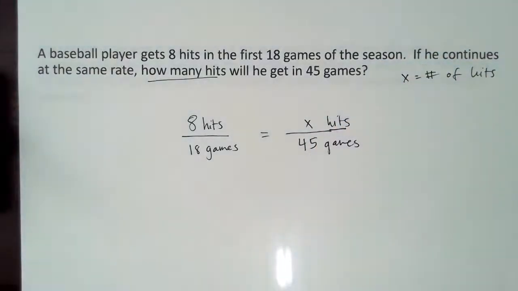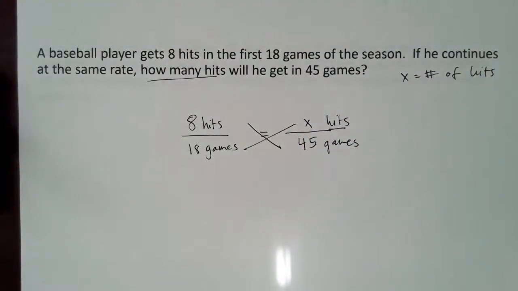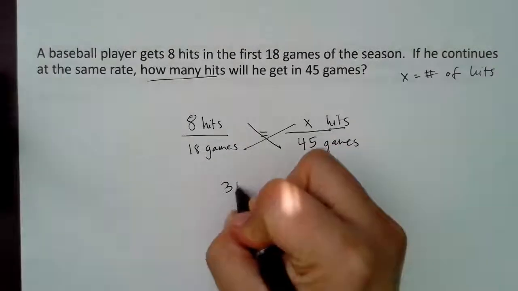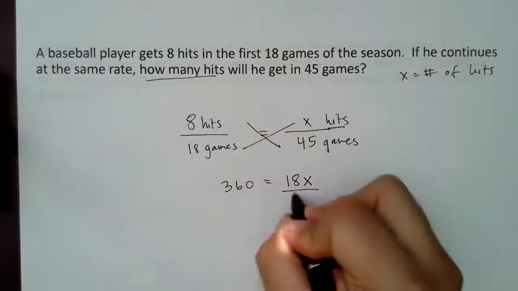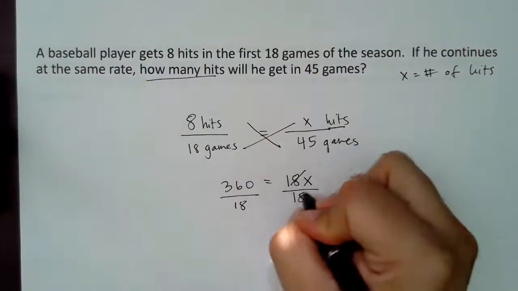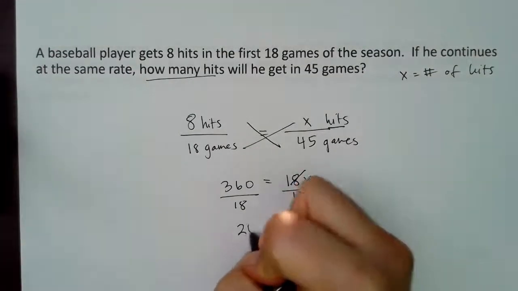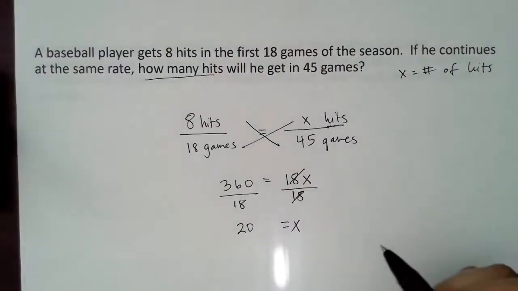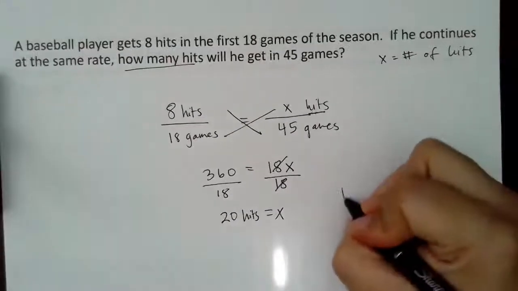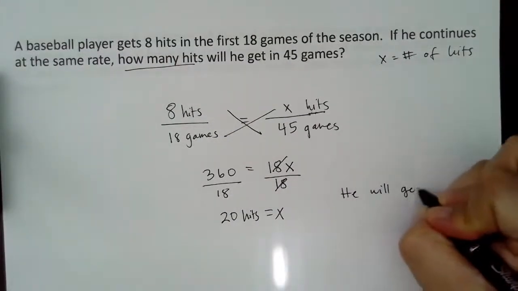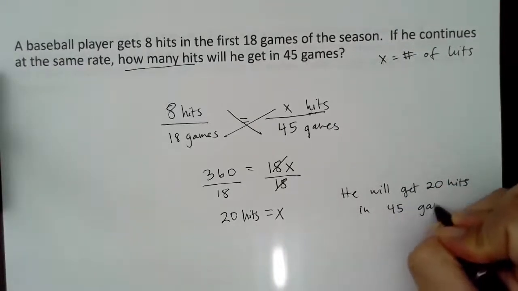Then we just cross multiply again. We get 8 times 45, which is 360, is equal to 18 times x. Then we divide both sides by 18, and we just get x is equal to 20. Remember what the unit was, hits. So then you can say he will get 20 hits in 45 games.